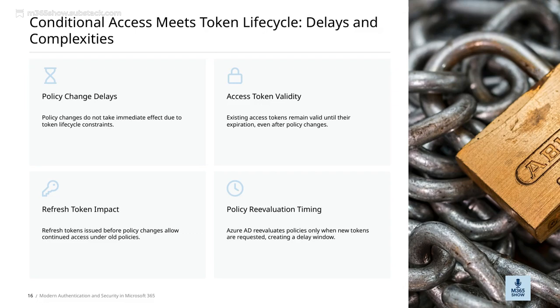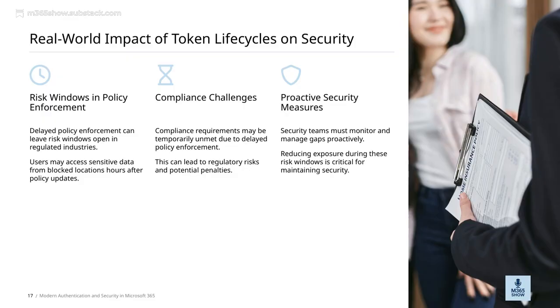Understanding these timing nuances helps us better manage security and user experience, especially in dynamic environments where policies frequently change. Now, let's talk about the real-world impact of token lifecycles on security. In modern authentication within Microsoft 365, security teams need to stay vigilant. It's essential to proactively monitor and manage any gaps that might emerge. Why? Because these risk windows, moments when tokens are valid but policies haven't caught up, can be exploited if we're not careful. Reducing exposure during these windows is absolutely critical to maintaining a strong security posture.